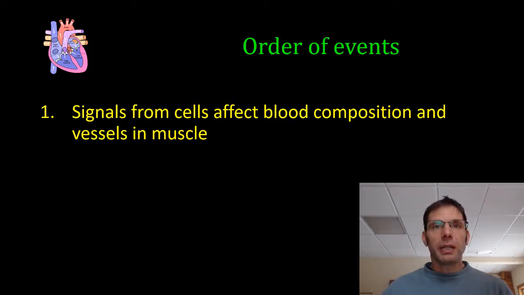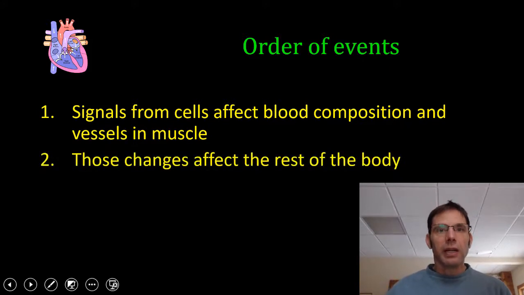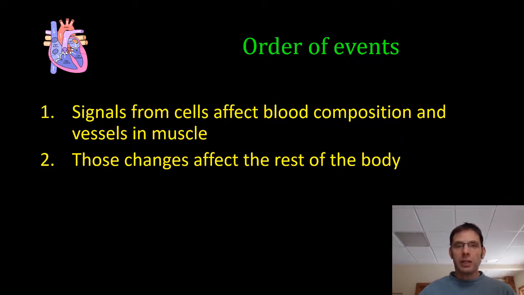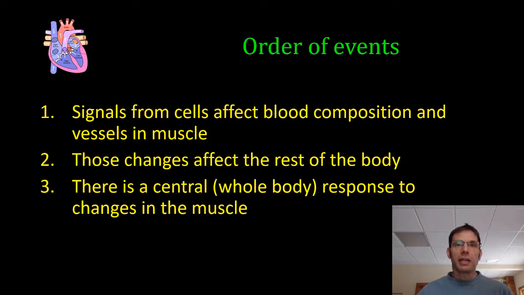The drop in ATP levels within the cells causes changes in the interstitial fluid. And as the interstitial fluid changes, so does the blood composition and blood vessel diameter. So first we have changes in the cell, and then those changes start to affect the blood and the rest of the body. At that point, there are a series of negative feedback loops that kick in so that our body can adapt. And that takes time.